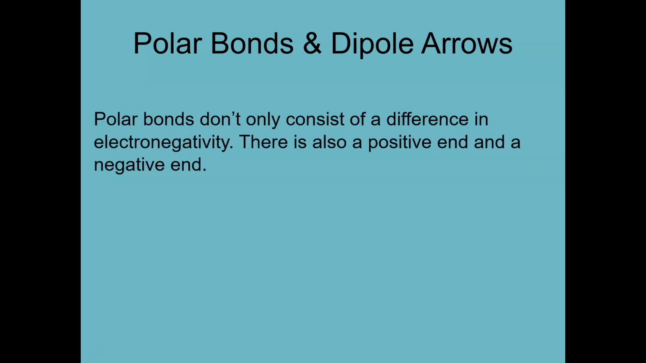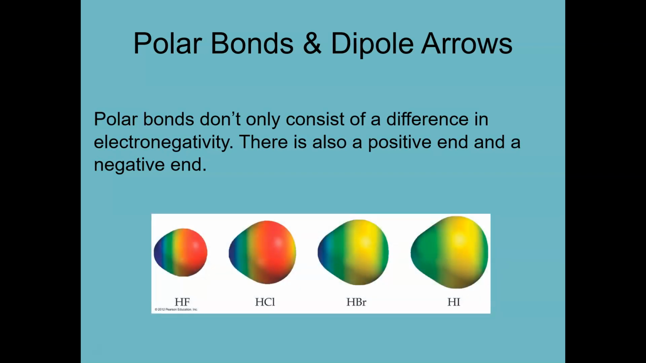negative charge because it's more electronegative, and one atom has a partial positive charge because it's less electronegative. And so therefore, polar bonds don't just consist of a difference in electronegativity. There's a partially positive end and a partially negative end to every polar bond. And so earlier we were looking at this image and saying that these bonds are all different because the electronegativity differences change, and therefore the bonds here, as we're going from left to right, become less polar.